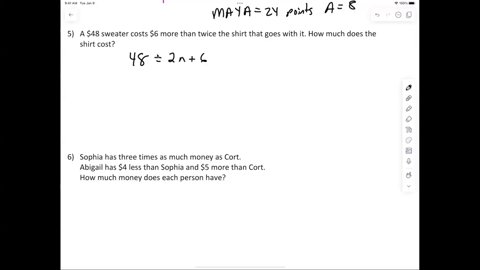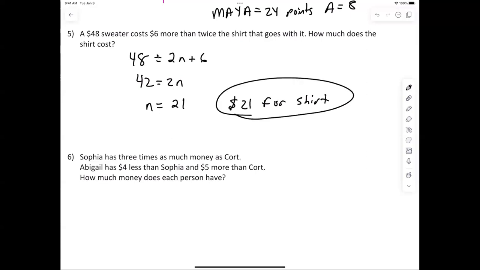2n plus 6. When it says 6 more than, we're not writing 6 plus. I don't know how many times I can tell you that. 6 more than is plus 6. 6 more than what? Right. Twice the cost of the shirts. All right. Now let's solve this by subtracting 6. How much is that? 42 equals 2n. So n must have been what? 21. So you're going to put $21 for the shirt. All right. You paid $21 for the shirt.